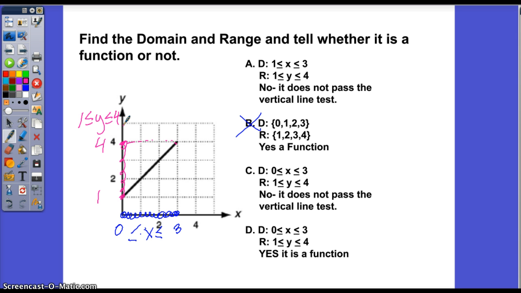And they were closed dots. So when I look, 1 is less than or equal to x, less than or equal to 3. 1 is less than or equal to y, less than or equal to 4. Okay, that one looks not good because of my first x. C looks good. However, it is a function because it does pass the vertical line test.